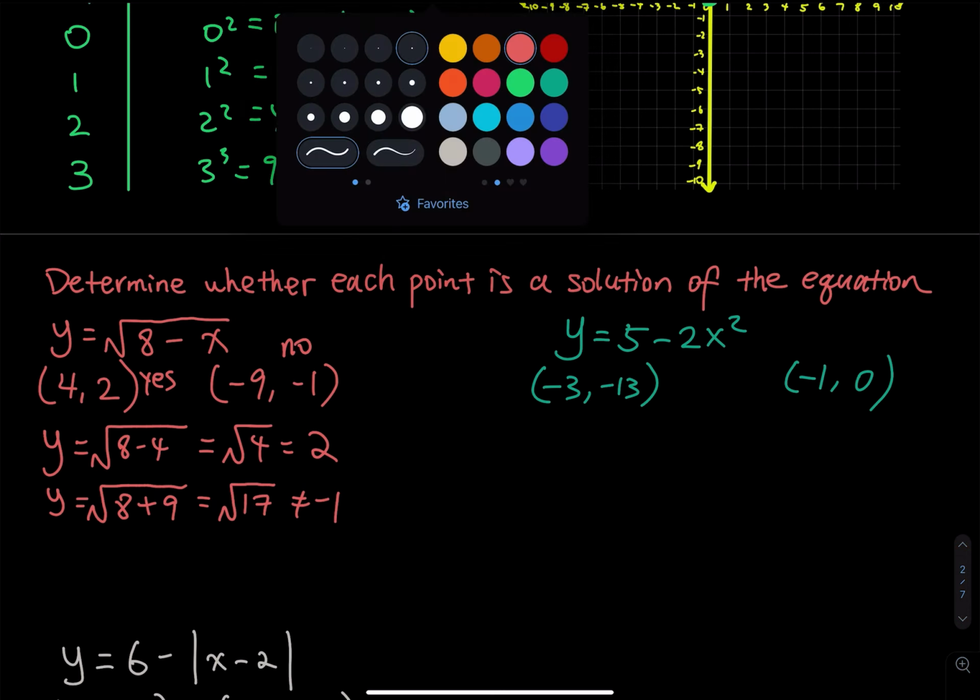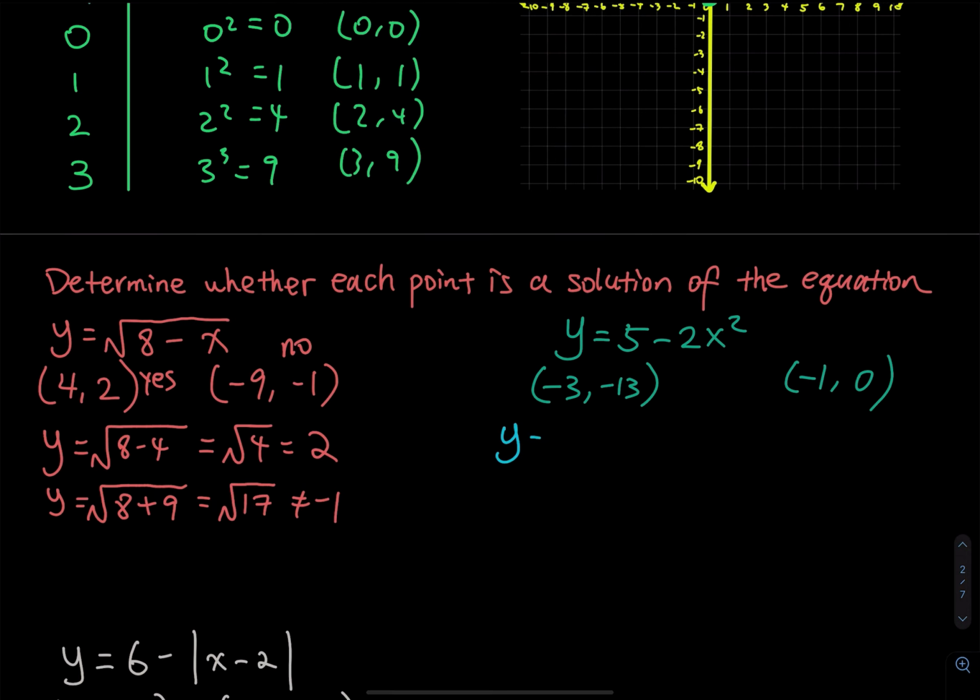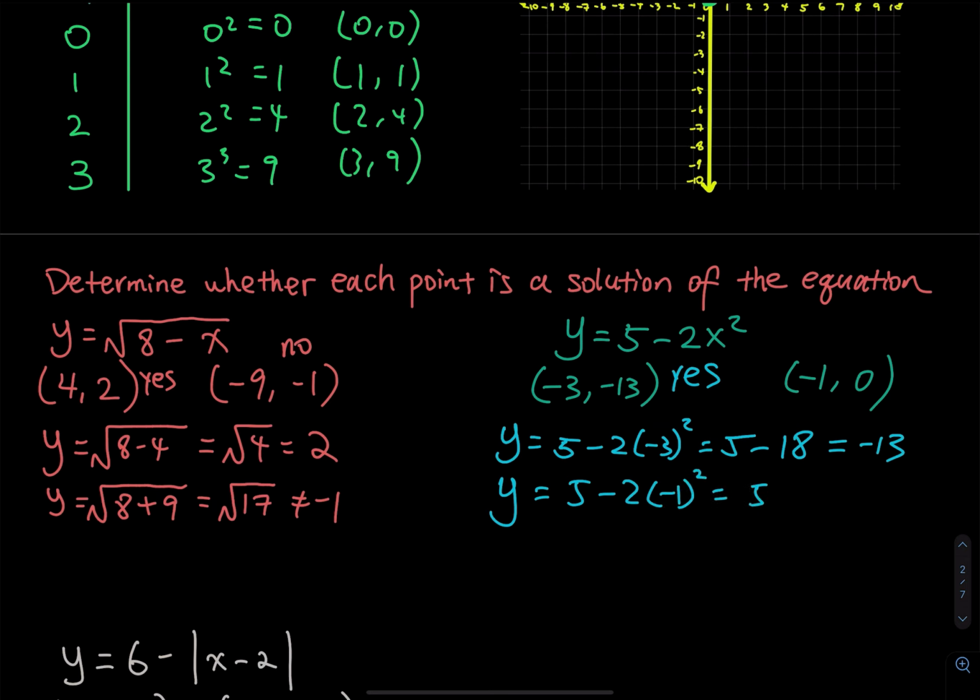And then the next one in blue, we have y equals 5 minus 2 times -3 squared. So that is 5 minus what? 2 times 9 is 18. That is equal to -13, right? So that is equal to -13. So this is a yes. And then when x is equal to -1, 5 minus 2 times -1 squared, that is 5 minus 2, but that is not equal to 0. So this is a no.